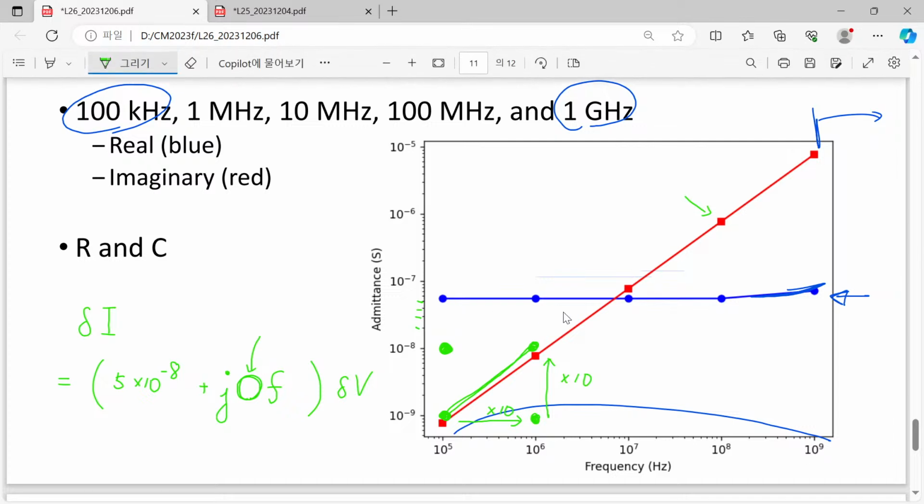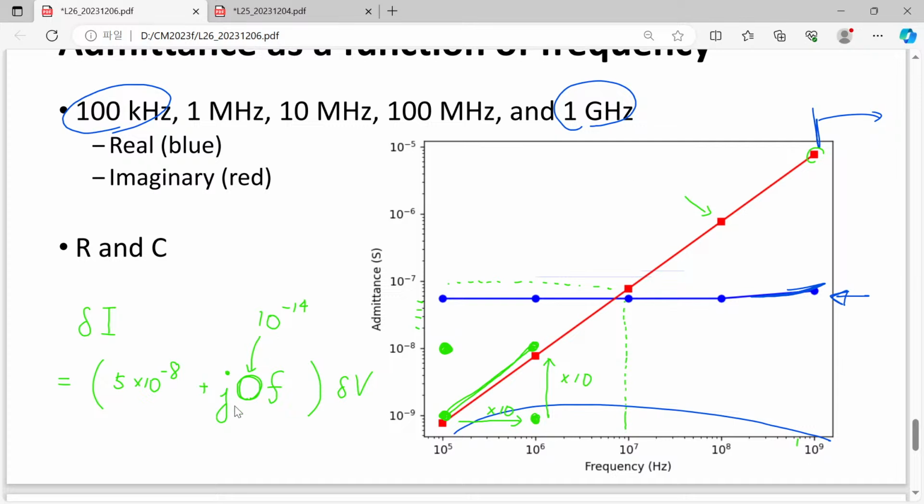Of course you can roughly estimate it, because when you have 10 to the 7, then your admittance just looks like 10 to the minus 7, so it will be roughly 10 to the minus 14. Then when you apply, for example, 10 to the 9, you will have a quantity close to 10 to the minus 5. So anyway, that will give you this kind of number.